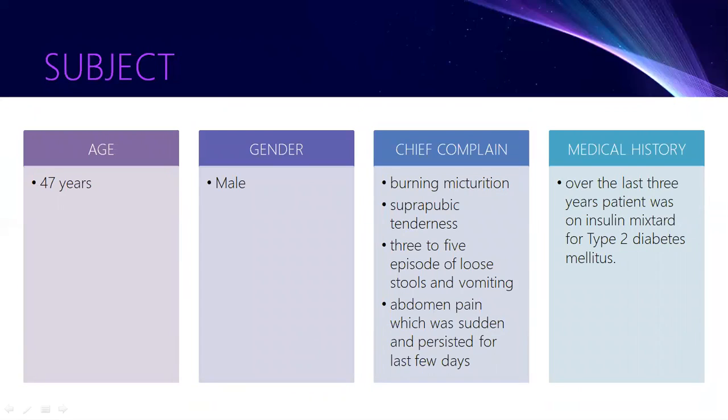Subject: age 47 years, gender male, chief complaint burning micturition, suprapubic tenderness, 3 to 5 episodes of loose stools and vomiting, abdomen pain which was sudden and persisted for the last few days. Medical history: over the last 3 years, the patient was on insulin Mixtard for type 2 diabetes mellitus.